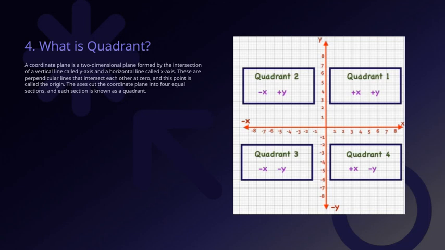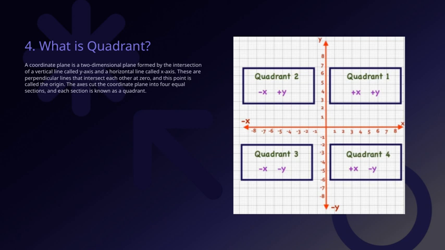Let's take a closer look at the coordinate plane. This is a two-dimensional space, which means it has two directions, horizontal and vertical. The horizontal line is called the x-axis, and it runs left to right. The vertical line is called the y-axis, and it runs up and down. These two lines are perpendicular, meaning they meet at a right angle. They intersect at a specific point called the origin, which is where both axes are zero. Now, these axes divide the entire coordinate plane into four equal parts.